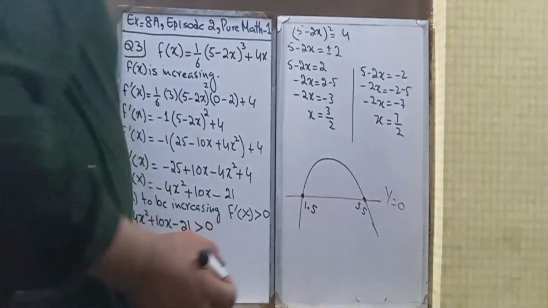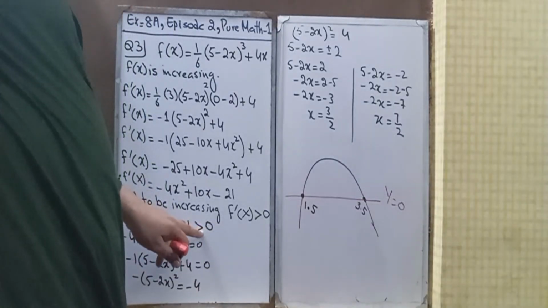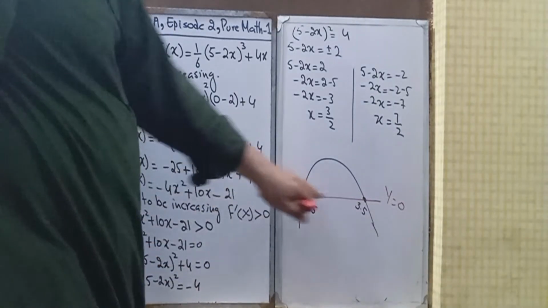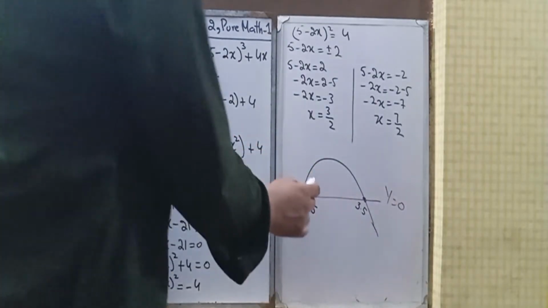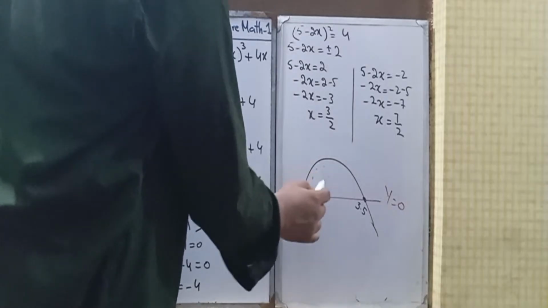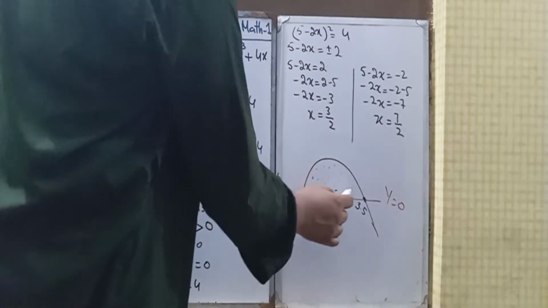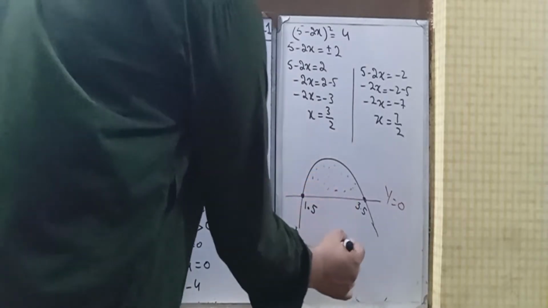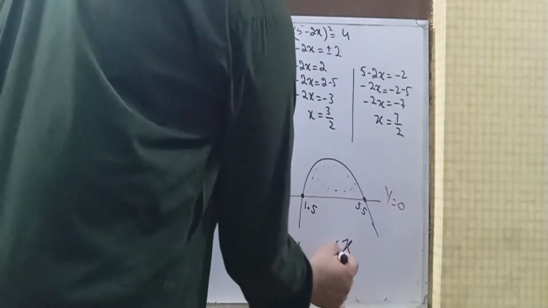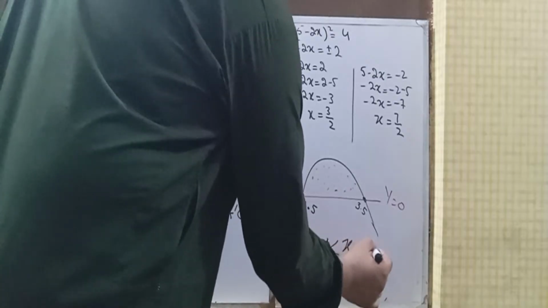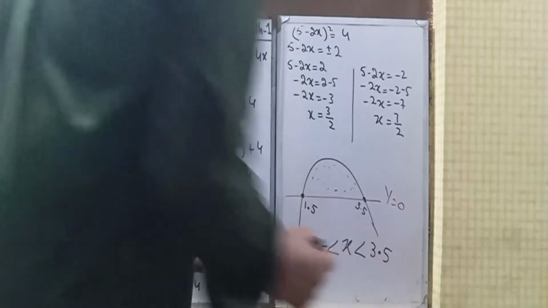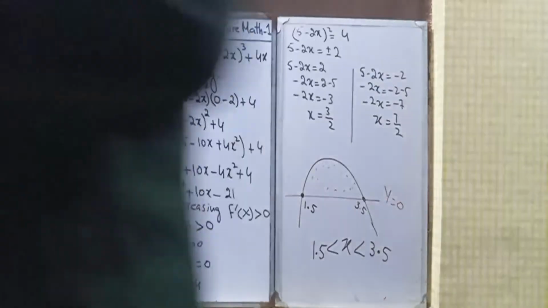Okay, we want the graph to be positive. We want the graph to be above this red line, y equals 0. So the graph is positive in this area. In these x values, the graph is positive. So my answer will be that x should be greater than 1.5 and less than 3.5. So I hope that this is the answer.